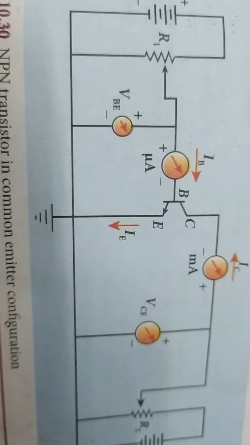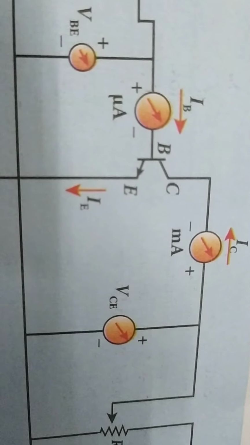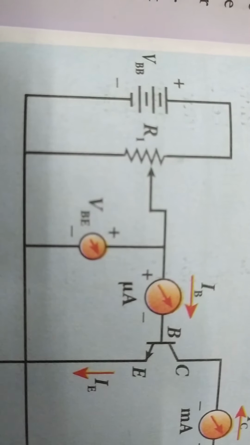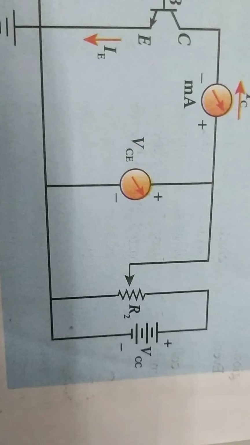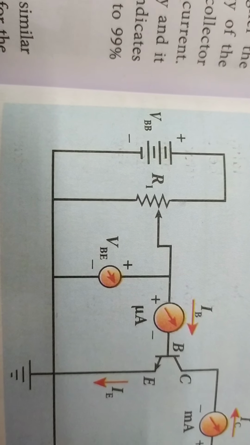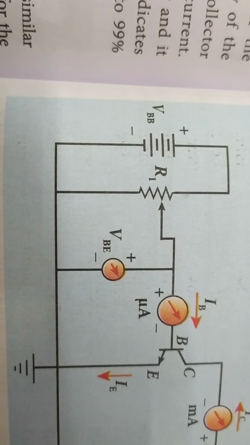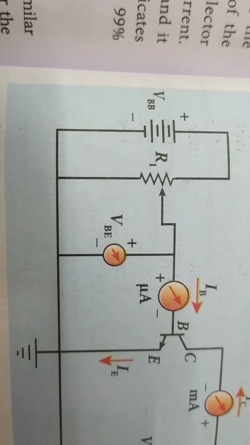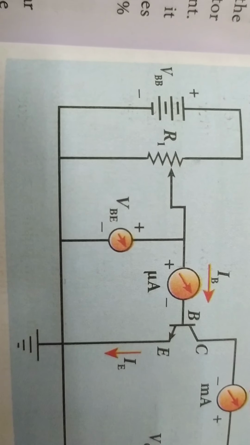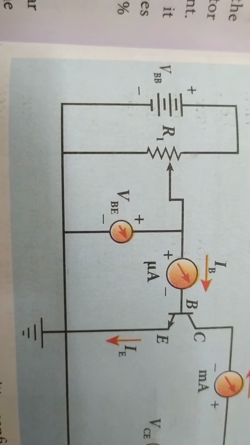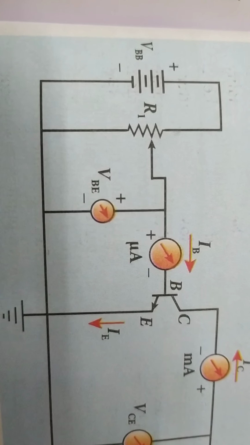When you see this circuit diagram, this is the circuit symbol for transistor, and the left hand side is called the input side and the right hand side is called the output side. On the left hand side, that is input, you have VBB, that is the supply voltage, and R1 is a rheostat in the input side so that you can change the base current. VBE is the junction potential between base and emitter, measured by the voltmeter, and a microammeter is placed here. This is the input side.